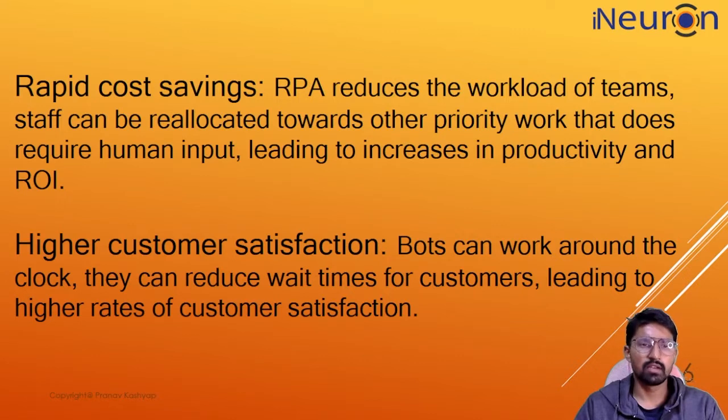Moving to the third point, called higher customer satisfaction. Why is this an important point? Because we as human beings have a tendency to work either on morning shift, afternoon shift, or night shift. So we cannot work 24 by 7, but bots work round the clock. They can reduce wait time for customers, leading to higher rates of customer satisfaction. So this is also one of the very critical points that is helping organizations to choose RPA. Now moving to the next slide.